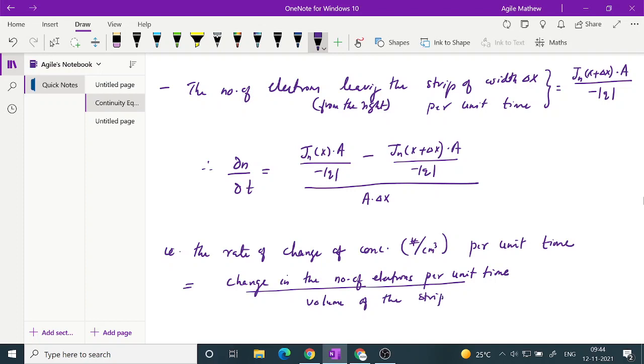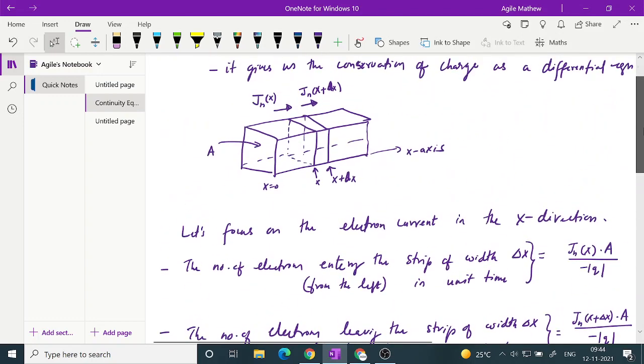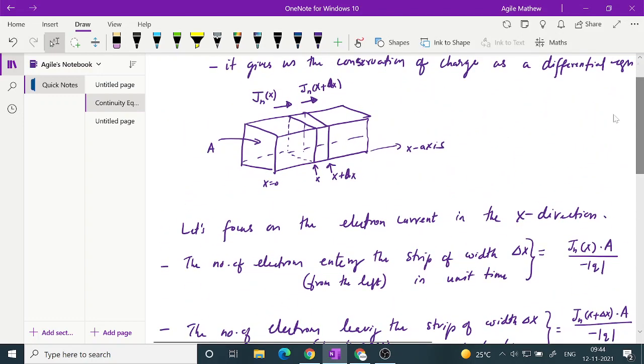Change in the number of electrons inside the strip per unit time divided by the volume of the electron. So that's what I have done here. Now, is this the only way the concentration can change? This is one way the number or the concentration inside the strip can change.